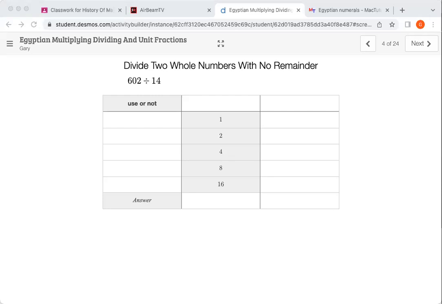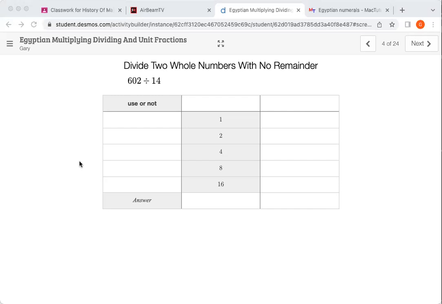Professor, I have a question. Yes. Okay, so the divisor is 14. Therefore, we're going to stop at 8. So 1, 2, 4, 8. Well, the thing is, 14 times 8 is 112. So we're far from 602. We have to keep doubling until we get really close to 602.